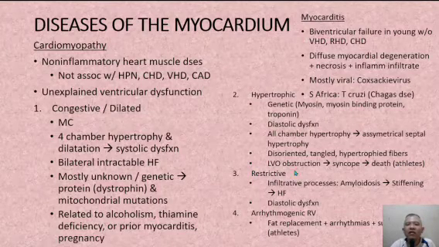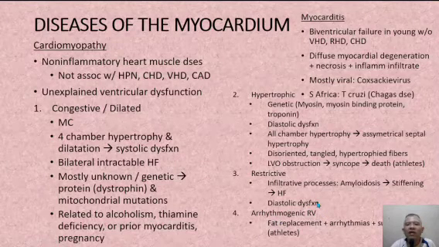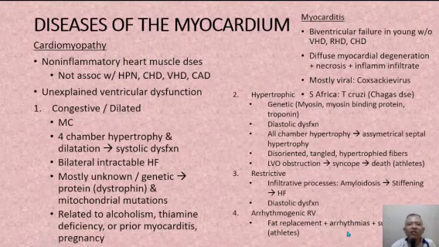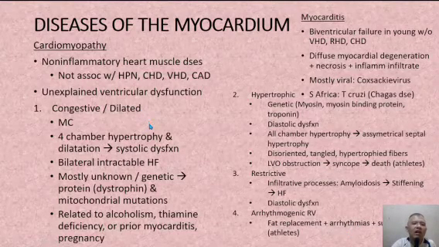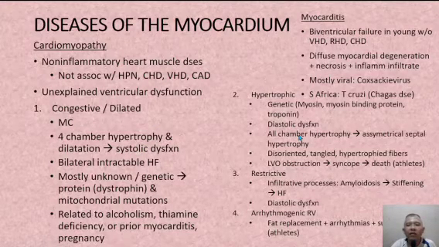Restrictive, take note, there is an infiltration of a substance called amyloidosis that leads to stiffening. We also have a special type of dilated cardiomyopathy, which is called arrhythmogenic right ventricular dilated cardiomyopathy, in which there is a fat replacement, and we have arrhythmias and sudden death also found in athletes. So take note that in dilated cardiomyopathy, it is a systolic dysfunction. Hypertrophic cardiomyopathy, it is a diastolic dysfunction. Restrictive cardiomyopathy, it is a diastolic dysfunction.